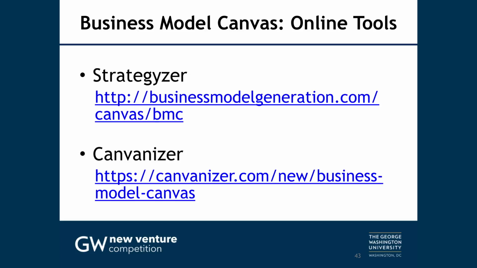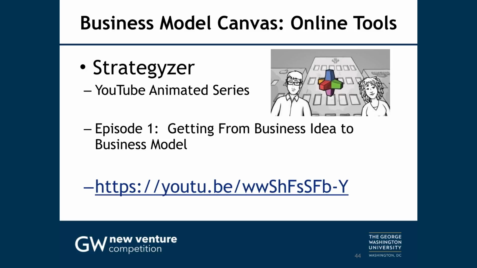Now, there are some online tools to help you do your business model canvas. You can do your business model canvas on a whiteboard with stickies, but there are good tools, one set from Strategizer and then another set from Canvanizer. Strategizer also has a great set of video tools, so I recommend these YouTube videos from Strategizer that talk about how to go about and build your business model canvas.